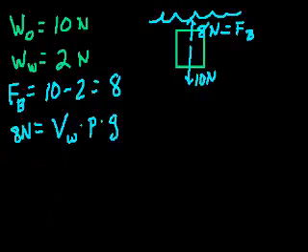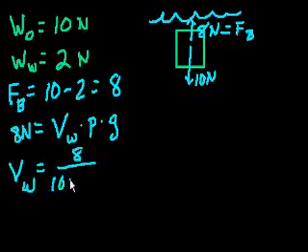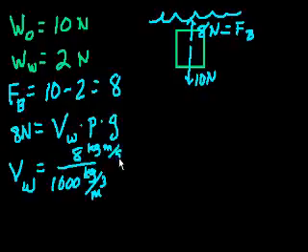And so what is the volume of water displaced? Well, we just divide 8 newtons by the density of water, which is 1,000 kilograms per meter cubed. Right, this is 8 newtons. So a newton is what? Kilogram meter per second squared. And then what's gravity? It's 9.8 meters per second squared. And if we look at all the units, they actually do turn out, you end up having just meters cubed. But let's do the math.